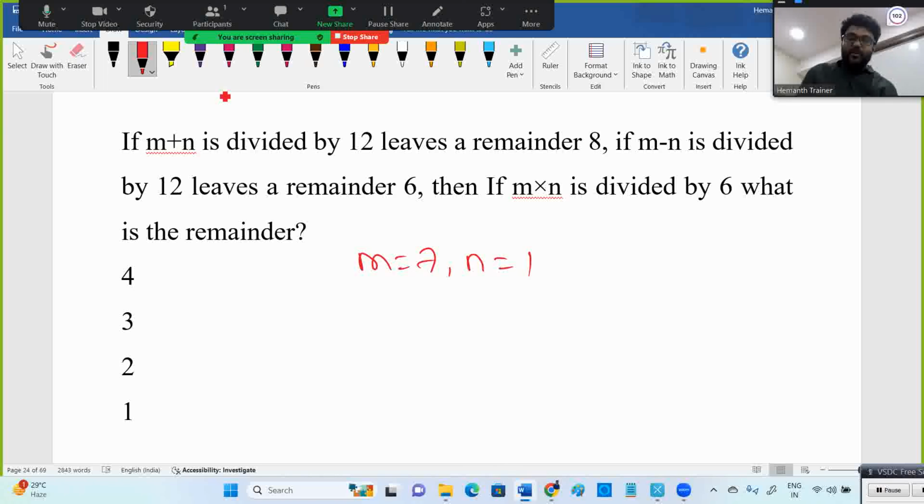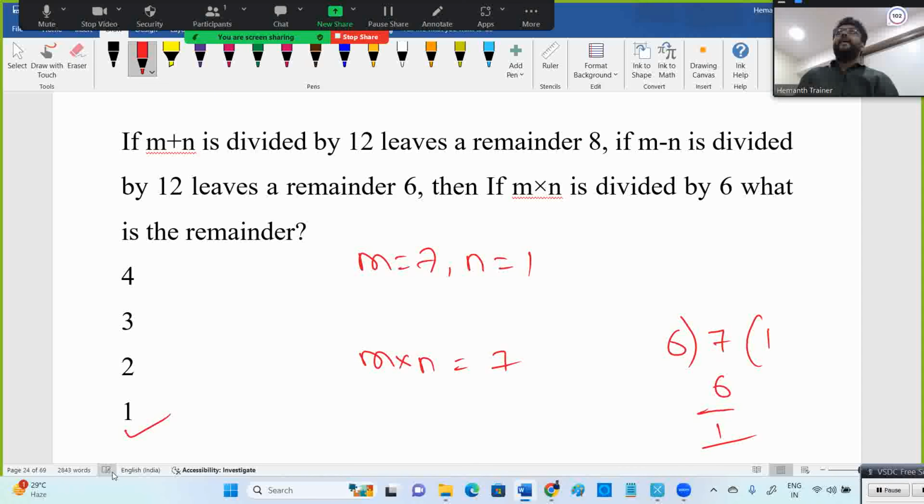Now, m into n is nothing but 7. When 7 is divided by 6, the remainder is nothing but 1. So why only 7 and 1? You can take any other value, but it should satisfy that m plus n divided by 12 gives remainder 8. You check it out in that way. You can try different values also, but that condition should be satisfied.